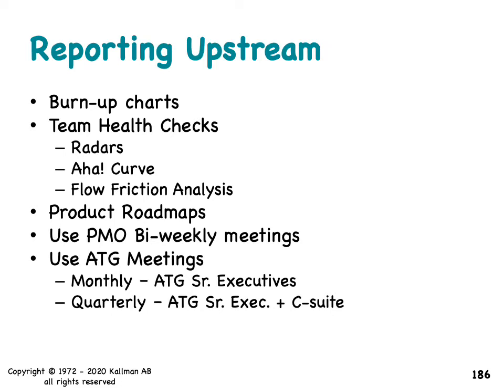We use team health checks, radars, the AHA curve, the flow friction analysis for reporting upstream. We still use product roadmaps for reporting purposes. We'll use the PMO biweekly meetings or monthly meetings, depending on how the organization's set up. And then for the ATG, the Agile Transformation Group or Agile Transformation Team, you would have monthly meetings for the senior executives involved in that team. And then you'll have quarterly meetings that involve everybody, including the C-suite. And so there's a double cadence there for that.